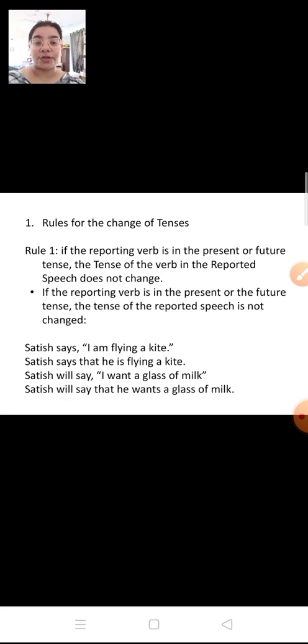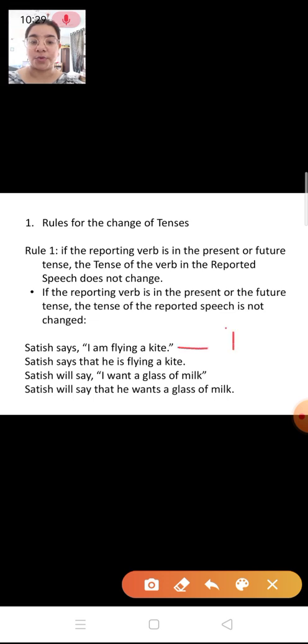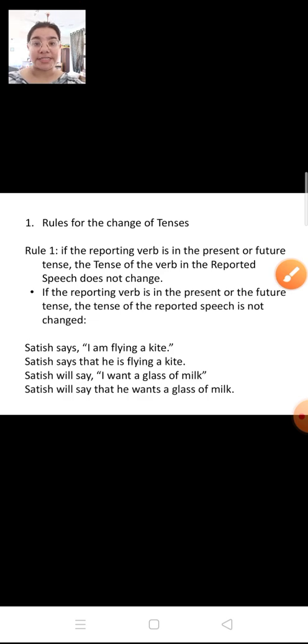So we noted here that it was in present tense, and when we change it into indirect speech, the tense remains the same. It doesn't change. So remember, if the verb in your direct speech is in present or future, then it is not going to change in your indirect speech. The first rule says that.